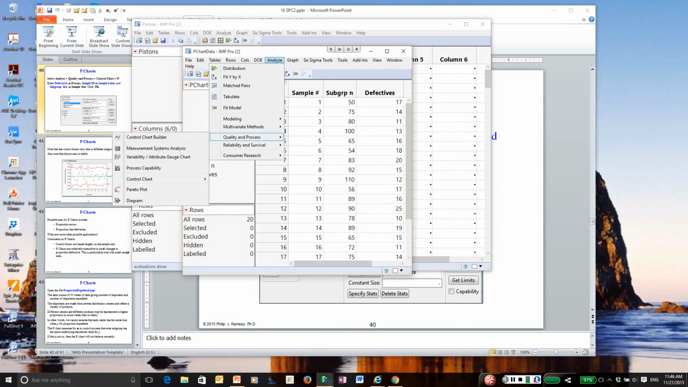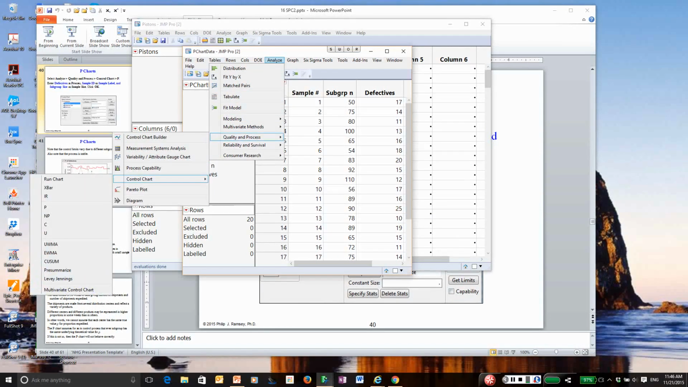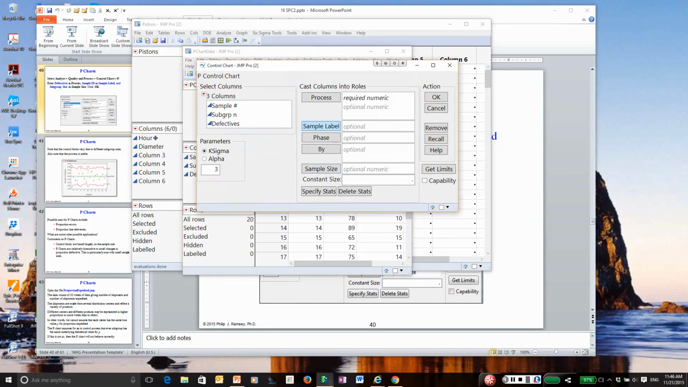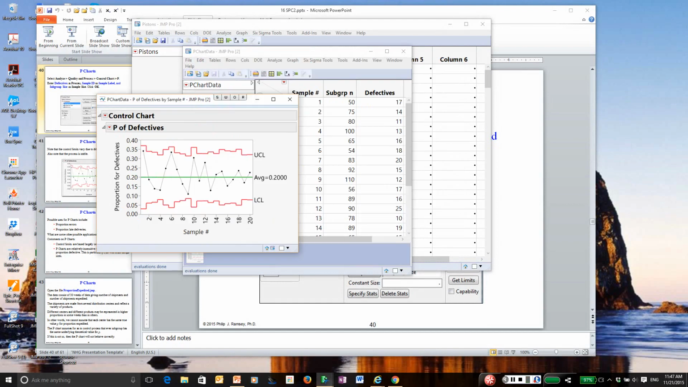Quality and Process, Control Chart, P chart. Okay, so subgroup is the sample size. That's the number of parts per lot. Defectives is the process. And sample number is the label. That's all you need to know.